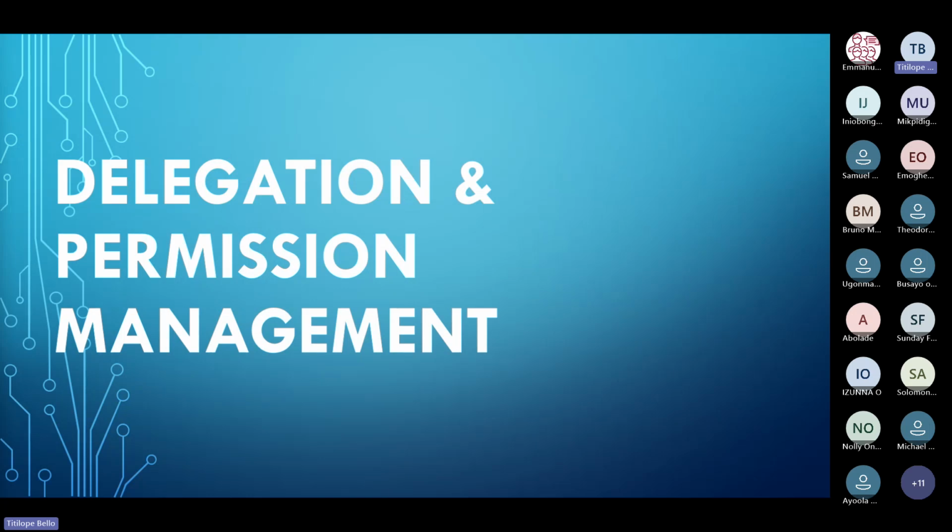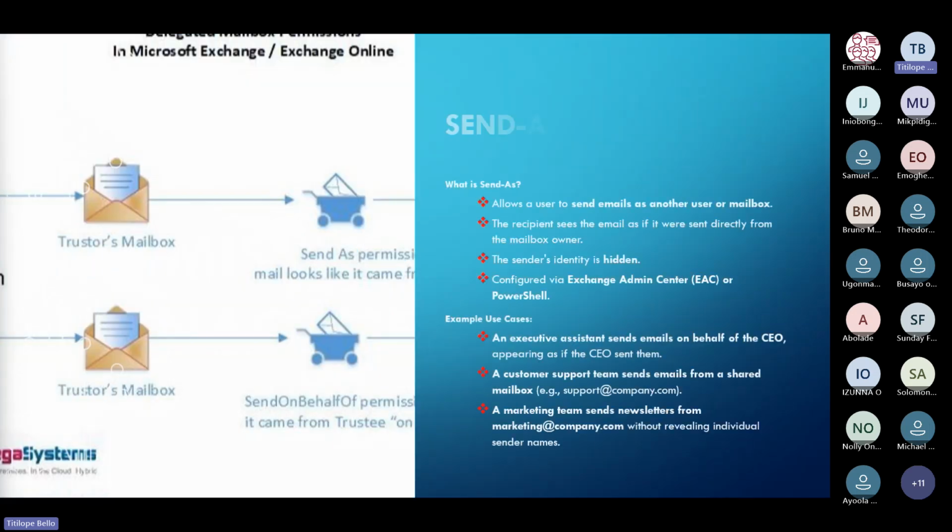That person is what they call the trustee. The trustee is the person that you are assigning the permission to. So let me go to the next one, which is the send as permission. Send as permission is very useful when a person or team needs to send email using another identity.